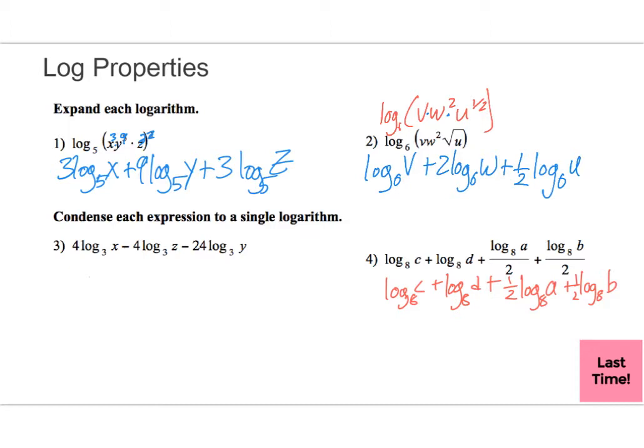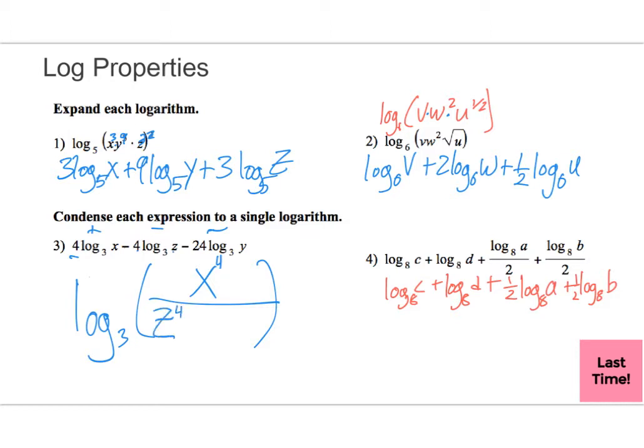For condensing into a single logarithm, I'm going to set this up as one big log, and this will be log base 3. And I've got a fraction going on. Positive stuff's going to be on the top, negative stuff's going to be on the bottom. So we're going to have on top x, and that 4 becomes the exponent to the 4th. On the bottom, we're going to have z, that 4 becomes an exponent to the 4th, and y to the 24th. At this point, the problem is done.